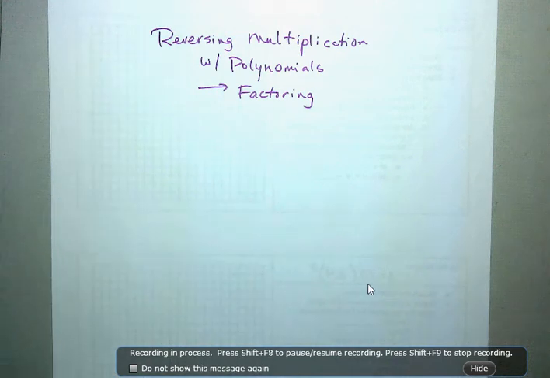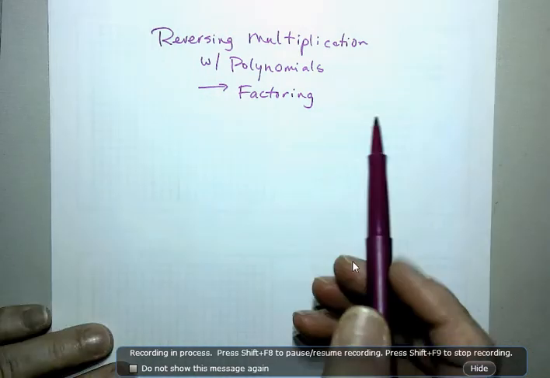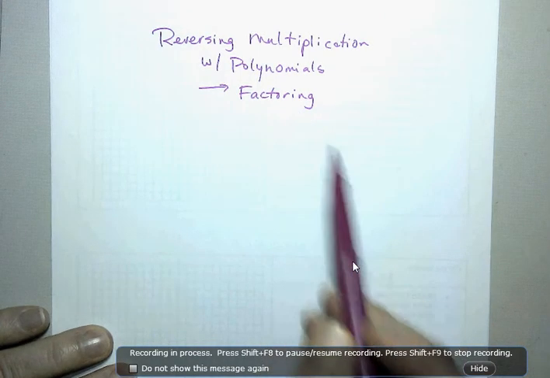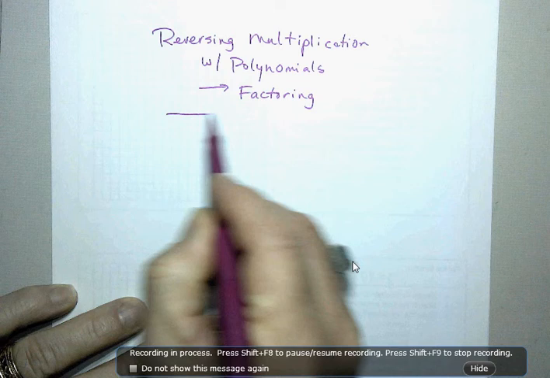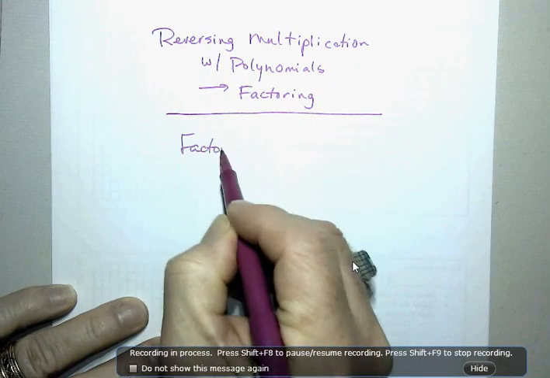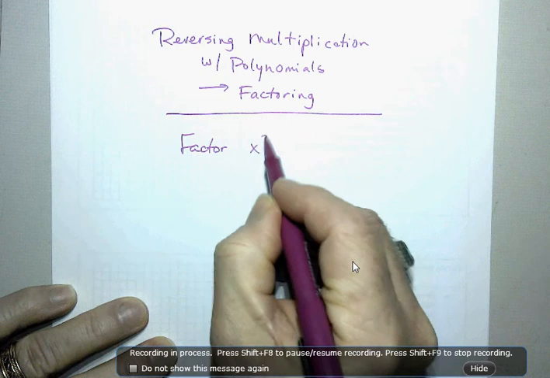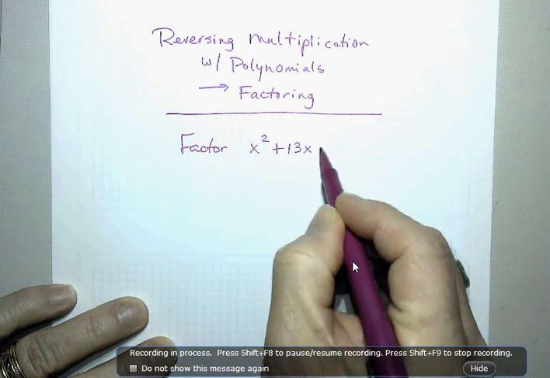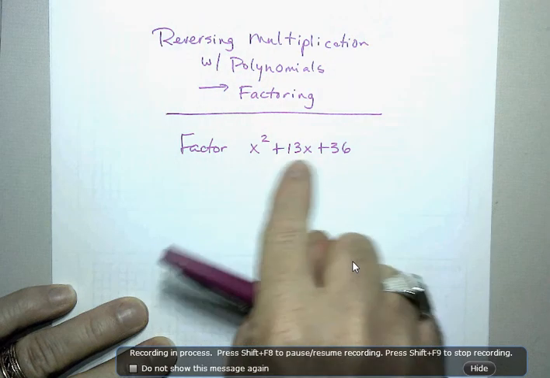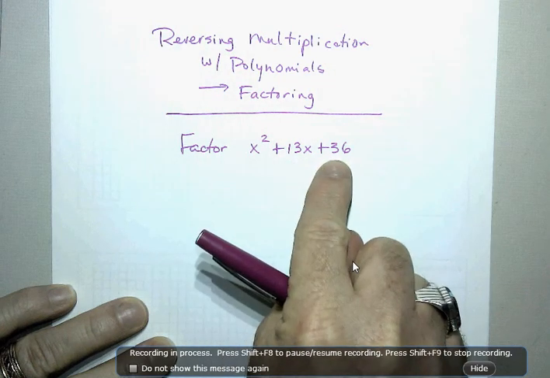Okay, so we want to talk about reversing the multiplication with polynomials. And that's called factoring. So, for example, we want to factor x squared plus 13x plus 36. So we know this is the answer we get from the multiplication.